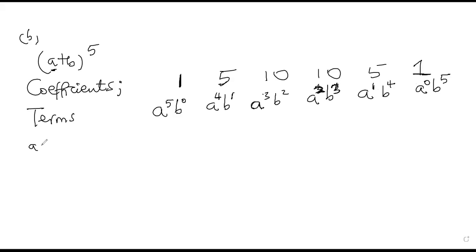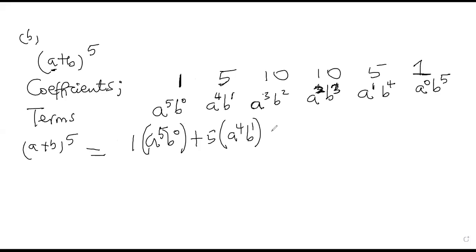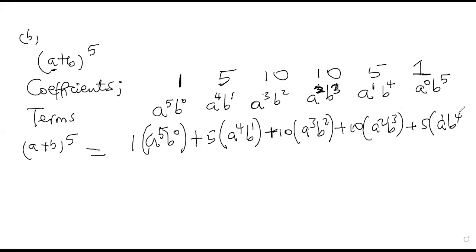Implying that the expansion a plus b to the power 5 is going to be equal to, we just expand, so it's going to be a to the power 5. In other words, you just put in the coefficients: 1 into a power 5 b power 0, plus 5 into a power 4 b power 1, plus 10 into a cubed b squared, plus 10 into a squared b cubed, plus 5 into a power 1 b power 4, then plus 1 into a power 0 b power 5.